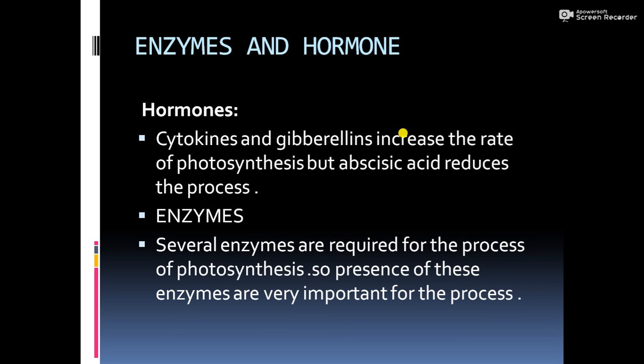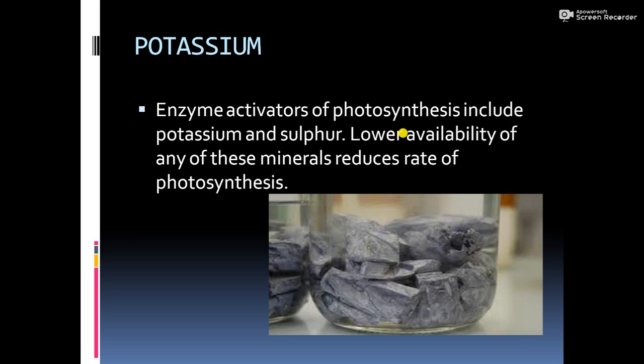Now the effects of enzymes and hormones. We know some phytohormones like cytokinin and gibberellins increase the rate of photosynthesis, but abscisic acid reduces the process. So the hormones play an important role in photosynthesis. Enzymes. Several enzymes are required for the process of photosynthesis. As we know, the RuBisCO enzyme, the ATP synthase enzyme, these enzymes. So the presence of these enzymes is very important for the process.